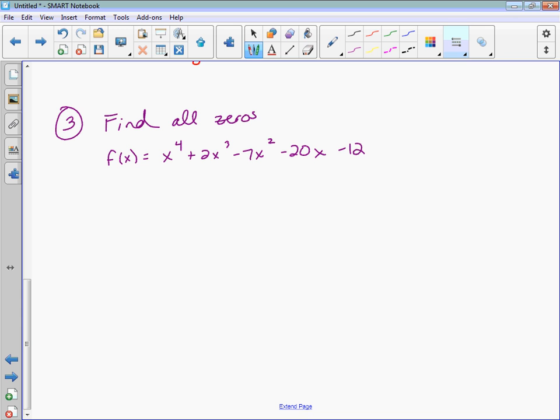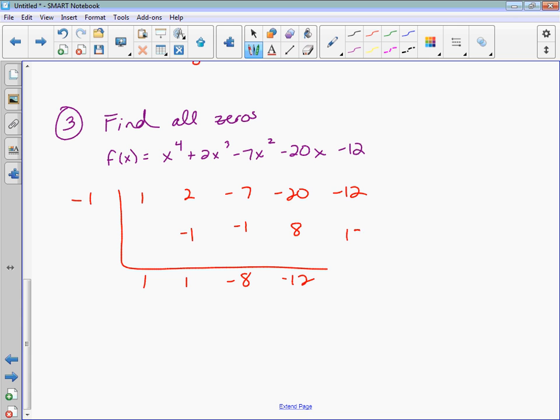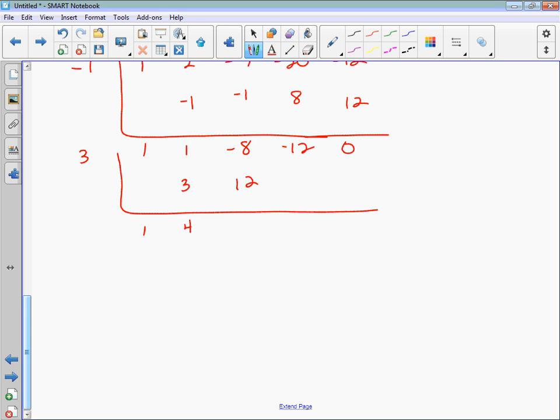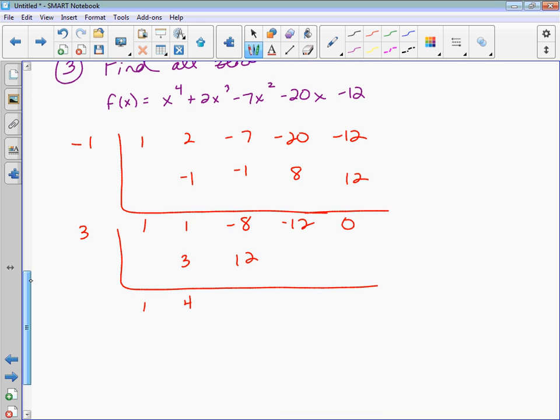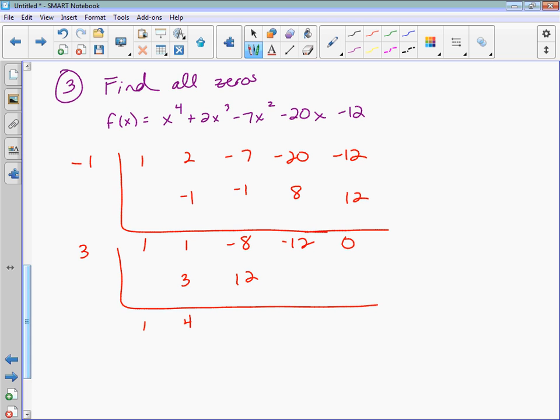What did you guys try that you liked? -1, okay. Oh, -3 and -2 work. Okay, so -1 definitely works. Then let's try 3. Wait, are you choosing randomly? Oh, it's not fair. I heard somebody say 3 is an upper bound, so I know it's gonna work.